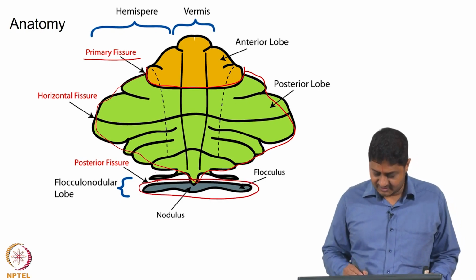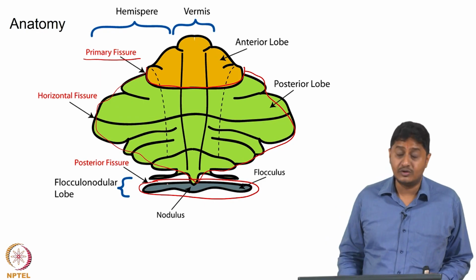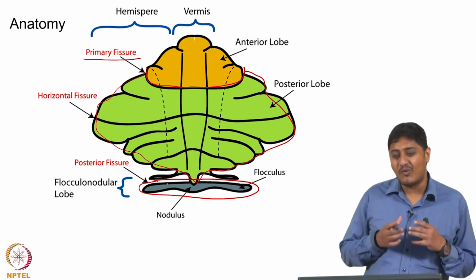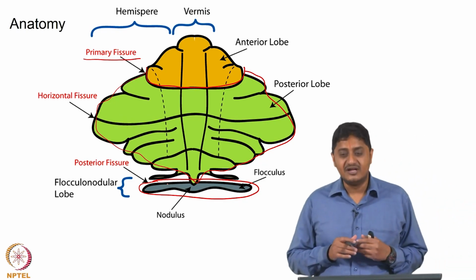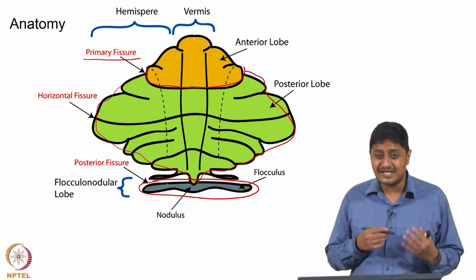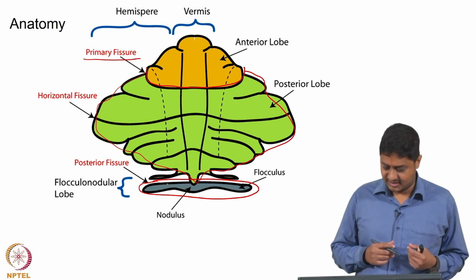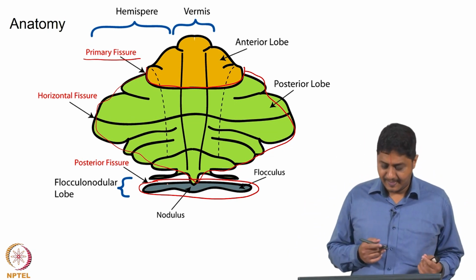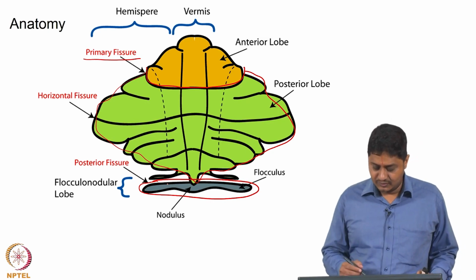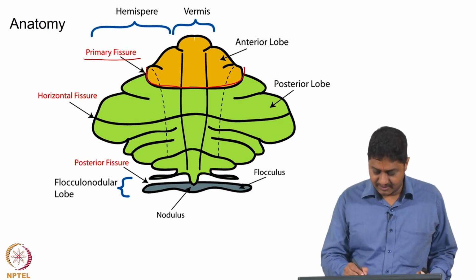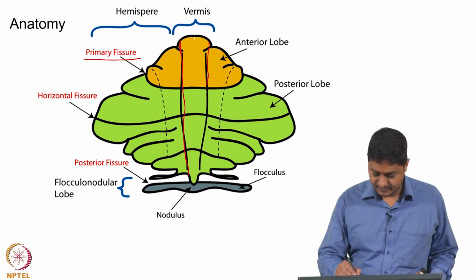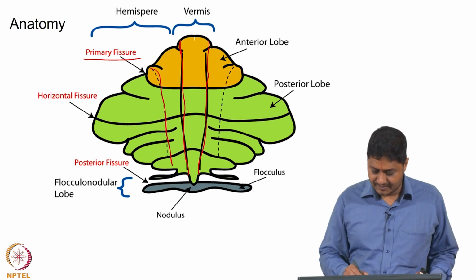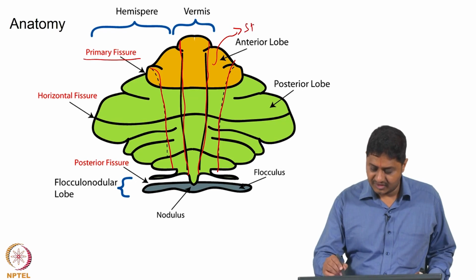To remind ourselves, the flocculonodular lobe is also called the vestibulocerebellum or the archicerebellum. This is the old cerebellum that is found even in fishes. Evolutionarily this is the earliest precursor to the cerebellum. Further development led to what is called the spinocerebellum. That spinocerebellum is basically the vermis and the intermediate zone or the paravermal area.